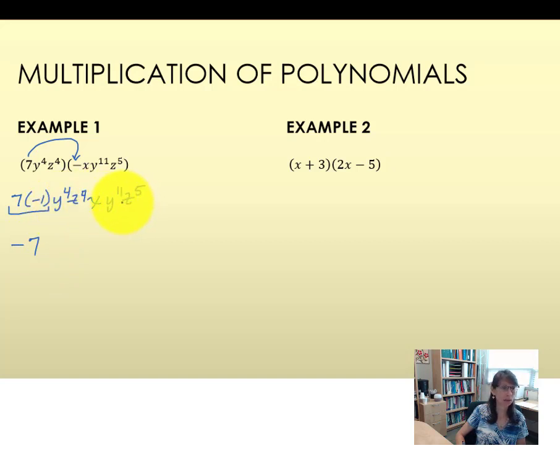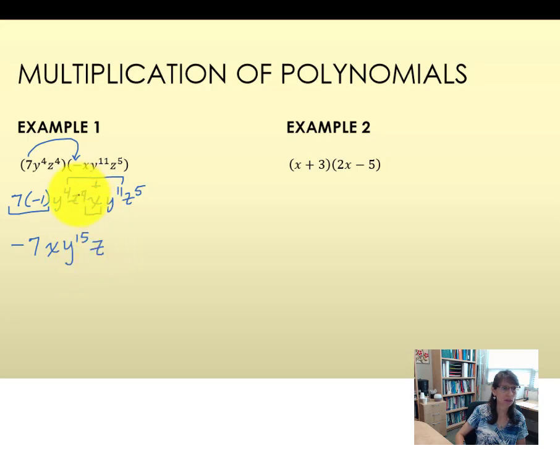So in alphabetical order, x comes first. We only have one base of x. So I'm writing that. That piece is done. Next would be y. I have two different bases of y. 4 and 11 are the exponents. So when I add those together, I would have y to the 15th.